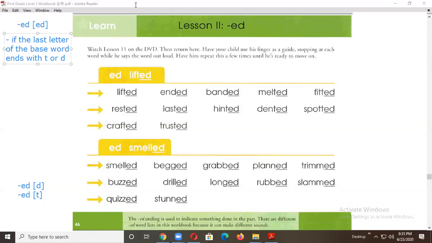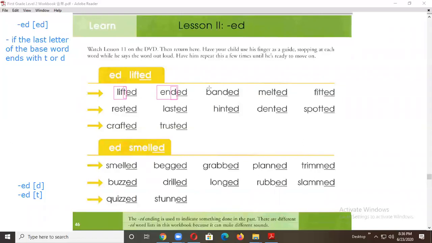Let me show you the example. Example here, lifted. The base word of lifted is lift, and the last letter of lift is T. Then the second word we have here, ended. The base word of ended is end, and the last letter of end is D. That makes it ended. That's why it has the ed sound.